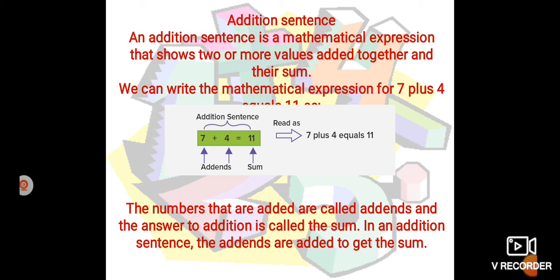The numbers that are added are called addends, and the answer to addition is called the sum. In an addition sentence, the addends are added to get the sum. So, what will we add in a mathematical sentence? Normally we are adding numbers of any digits. But in an addition sentence, we will say the addends are added to get the sum.